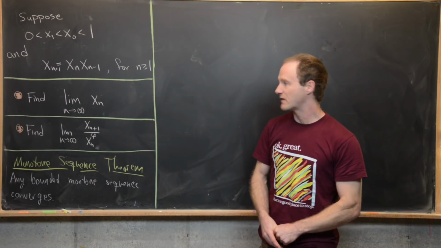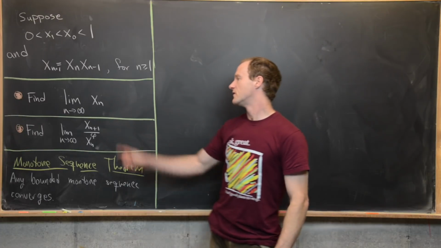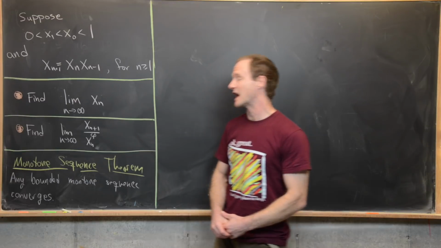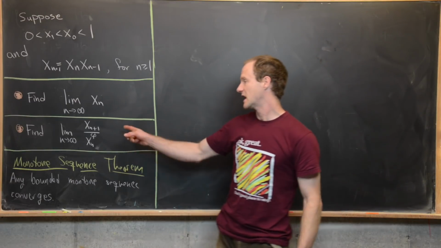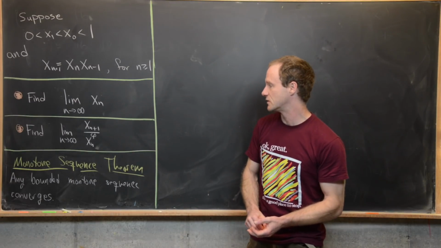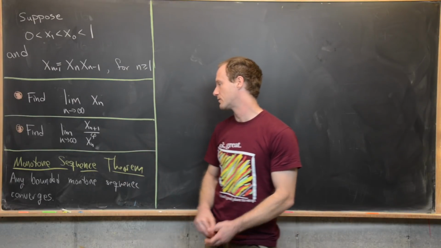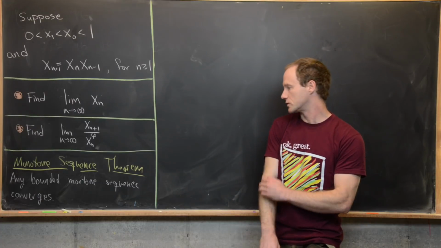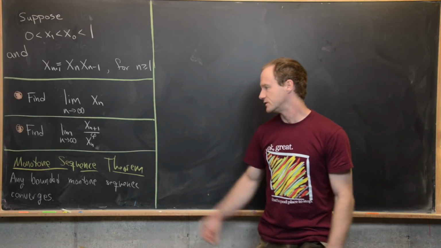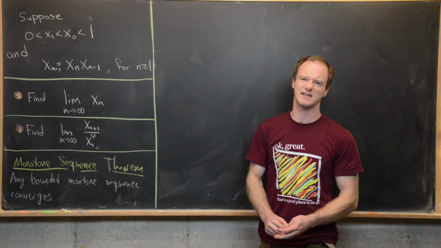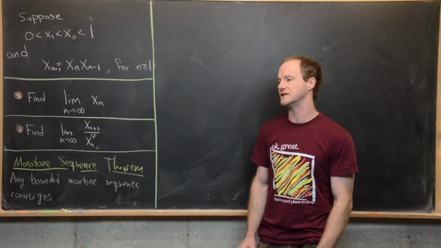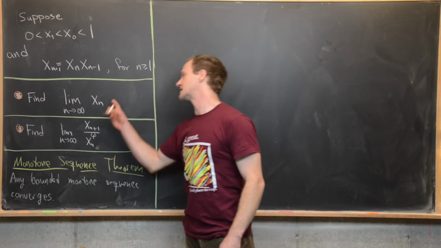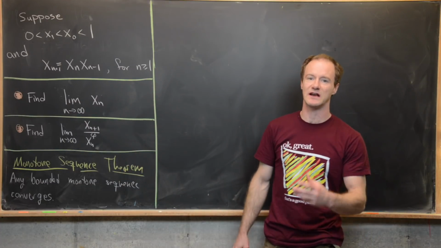Okay, so we've got a couple of goals here. First is to find the limit as n goes to infinity of x_n. And the next one is to find the limit as n goes to infinity of x_{n+1} over x_n to the phi, where phi is the golden ratio. And we're going to use the monotone sequence theorem as a tool, which is pretty standard for these kinds of recursively defined sequences.